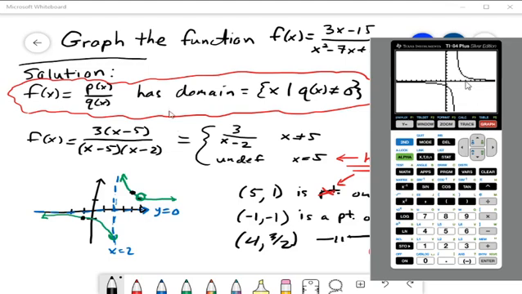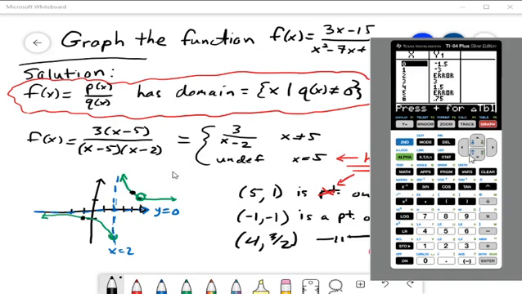Now you can't tell that there's a hole there, but if I go to second table, notice that when I put in 2, I can't put in 2 because that's a vertical asymptote. When I put in 5, that's an error. That's because there's a hole there. It's not in the domain.